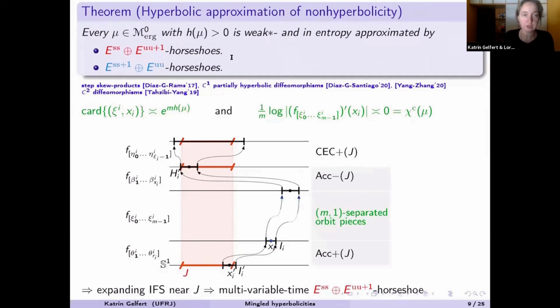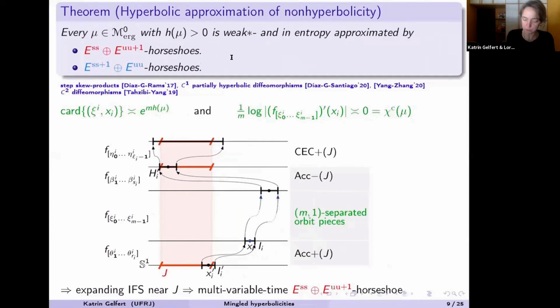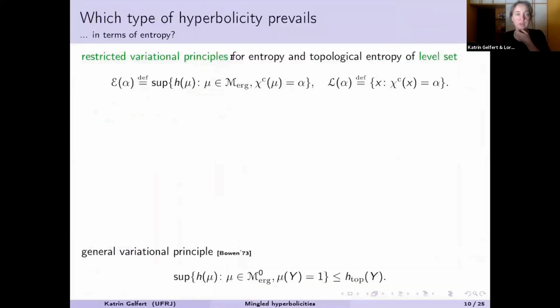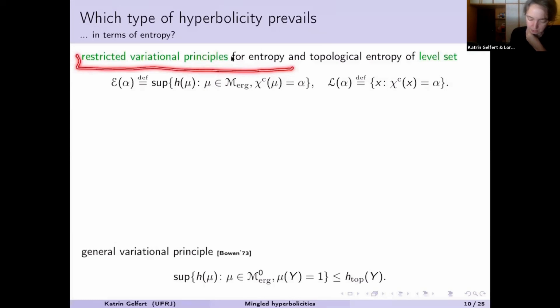And the next question you can ask is, what is the amount of non-hyperbolicity you have in your system? For example, in terms of entropy. So what is the type that prevails? Is it the hyperbolicity that has, for example, larger entropy, or is it the non-hyperbolicity? Does it have positive entropy? Yes, this is already answered, but what's the maximal value of entropy in your system? And this leads to asking for restricted variational principles for entropy and topological entropy of level sets.